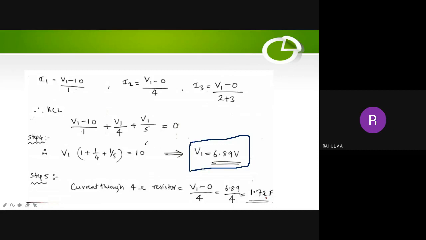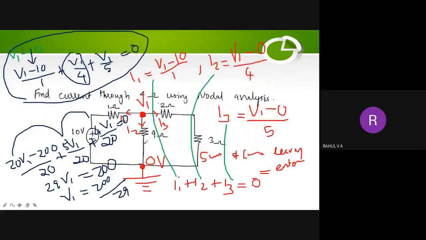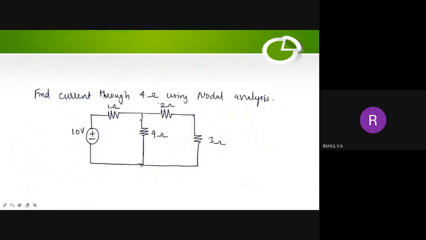Okay, now the actual question was to find out what is the current through the 4 ohm resistor. So the current through the 4 ohm resistor was V1 minus 0 divided by 4. Now we found out what V1 is, that is 6 point something divided by 4. So that is your current through the 4 ohm resistor.